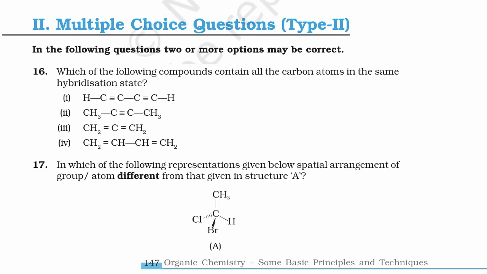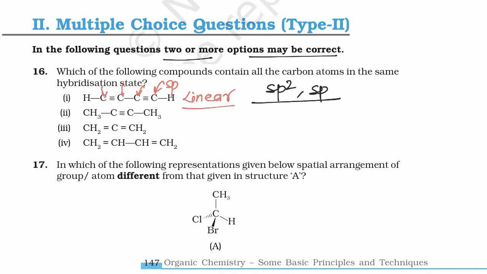Multiple choice questions in which two or more options are correct. Now in the first question, which of the following compounds contain all the carbon atoms in the same plane? So if all carbon atoms are sp2 hybridized or sp hybridized, then the molecule will lie in the same plane. Now in the first case, this carbon is sp hybridized, sp, sp and sp, so this is a linear molecule, and every line is present on the same plane, so this molecule is planar.